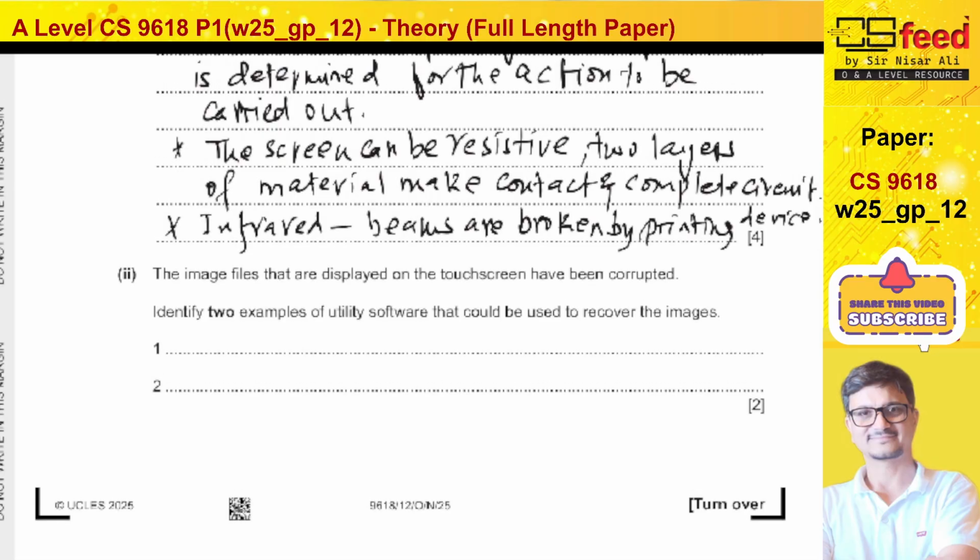The image files that are displayed on the touch screens have been corrupted. Identify two examples of utility software that could be used to recover the images. So one is the backup software. All right, and the other can be disk repair, since the corruption can be done due to bad sectors in the disk.